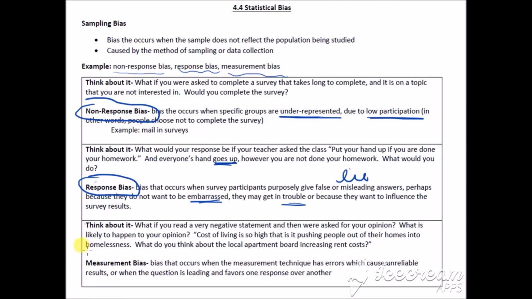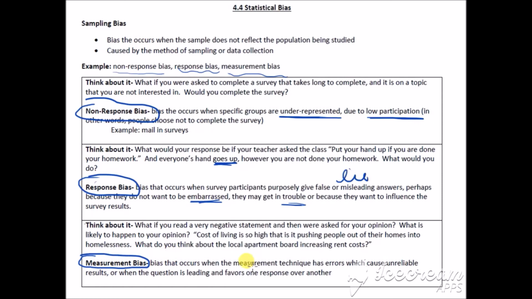Okay, and the last one, think about it. What if you read a very negative statement and then you are asked for your opinion? What is likely to happen to your opinion? Okay, so for example, the cost of living is so high that it is pushing people out of their homes into homelessness. What do you think about local apartment boards increasing rent costs? Well, if someone is going to tell you something super negative, you're going to probably fight for the positive, right? You don't want to be embarrassed. You don't want to seem like the bad guy, okay? And this is called a measurement bias.